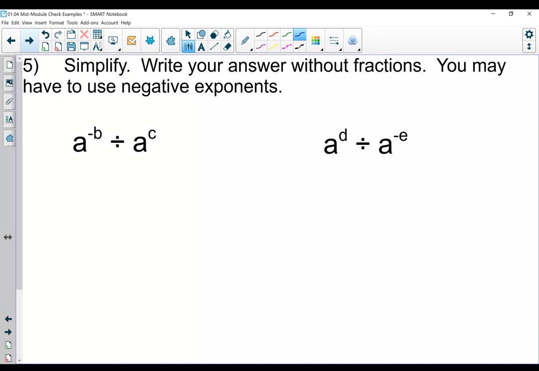For 5, we're simplifying and we're writing answers without fractions. So in order to write without fractions, we may need to use negative exponents. So let's remember our rules for dividing. Sometimes when we work with letters, it's very abstract. It's always good to go back to something we know.